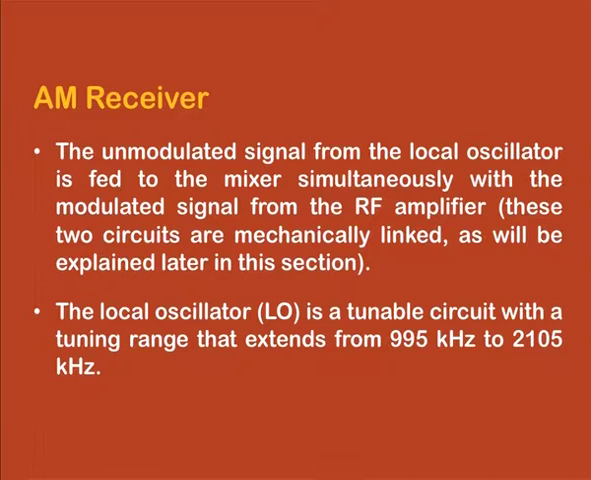The local oscillator frequency, based on what RF frequency we are receiving, can be varied from 995 kilohertz to 2105 kilohertz. This is an example of a super heterodyne receiver where the LO frequency is always selected higher than the incoming RF frequency. Since we want to have a fixed IF at 455 kilohertz, we choose an LO frequency which has an offset of 455 kilohertz from the incoming RF frequency.